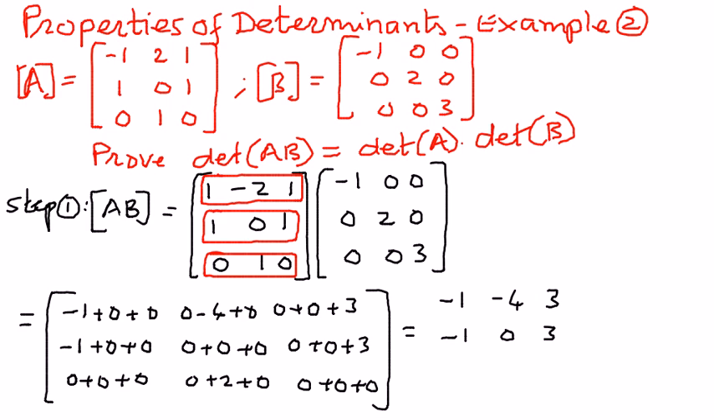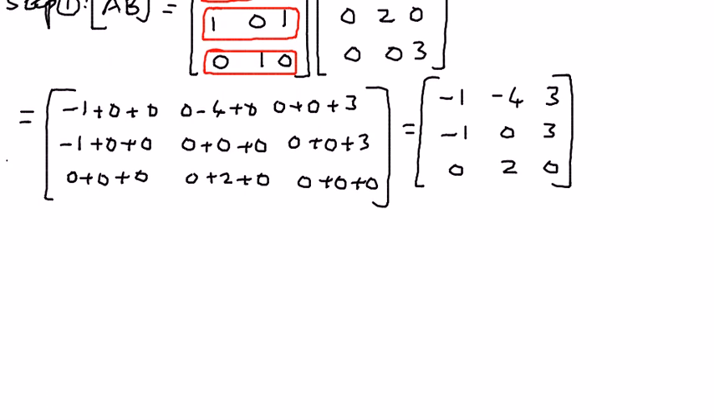And in the third row we have 0, 2, and 0. So this is our product matrix. This is our product matrix. And we want to now find the determinant of this matrix. The way to do that is as follows.